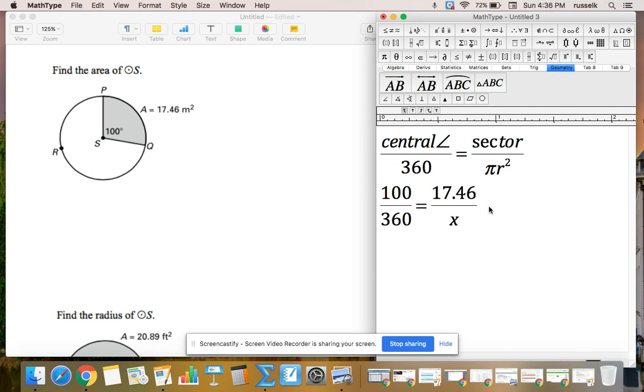This one we can go ahead and cross multiply. We get 100x is equal to 360 times 17.46, which would give us 6,285.6. Dividing that by 100 would give me 62.856.